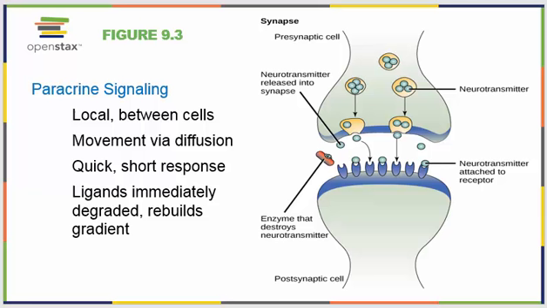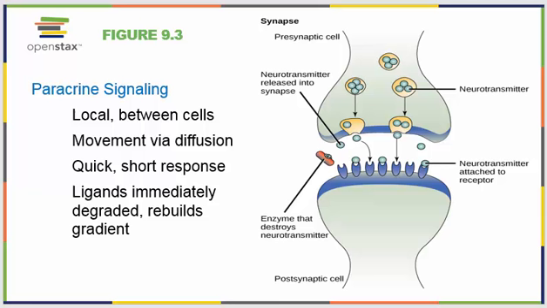In paracrine signaling, we're looking at local communication between neighbors. There's movement of signals via diffusion, and the responses tend to be very quick and very short. The ligands, once received by the intended cell, are almost immediately degraded, which helps to rebuild their potential chemical and electrical gradient, allowing a message to be shared quite quickly.